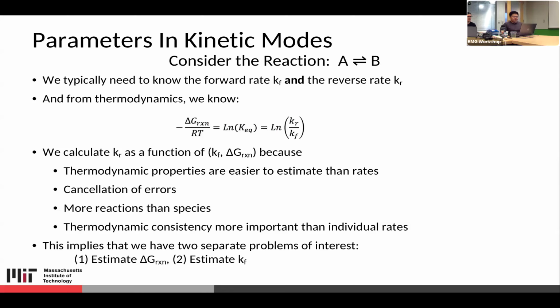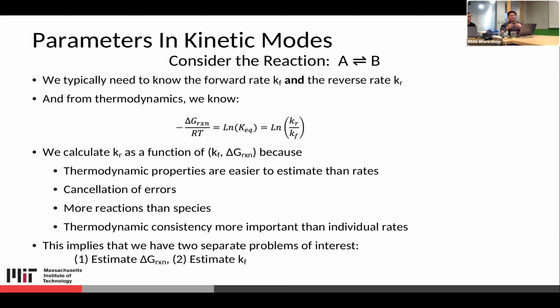From there, it's convenient to calculate the reverse rate as a function of the forward rate and the Gibbs free energies because of a few reasons. One, thermodynamic properties are easier to estimate than rates. Two, there's cancellation of errors. Three, there's often more reactions than species, so this allows us to determine a smaller number of properties. And four, thermodynamic consistency is often more important than getting the individual rates correct.